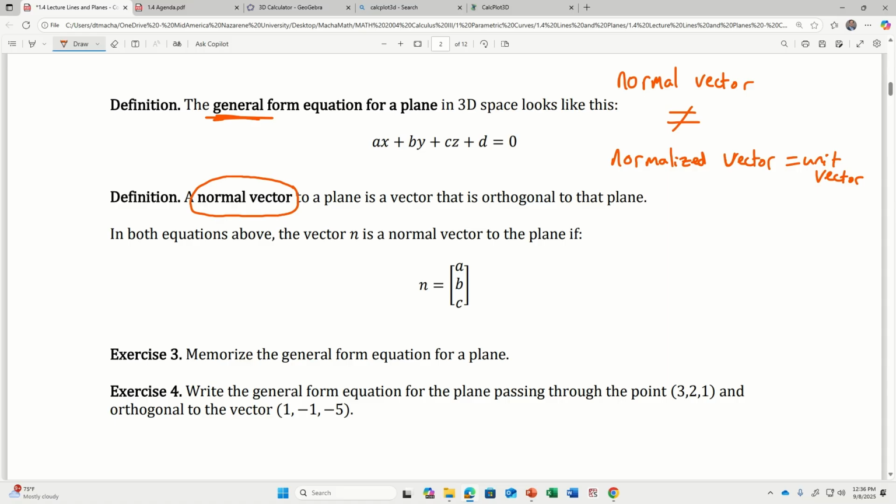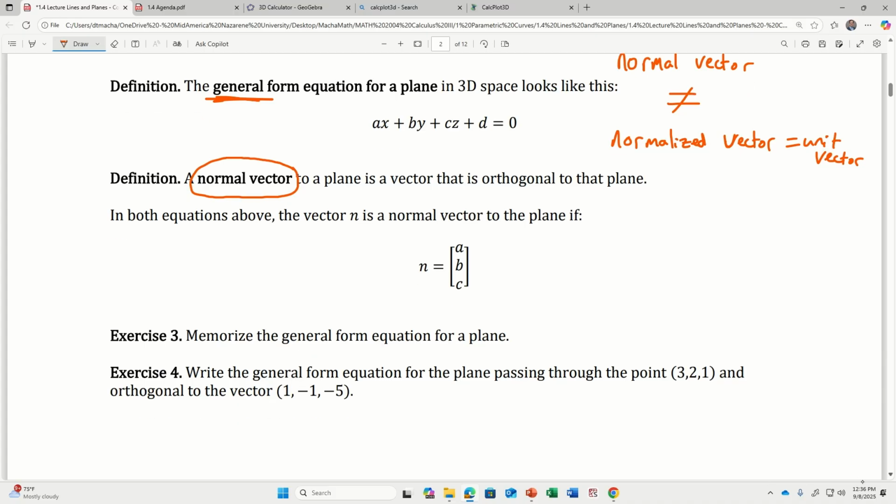So you should know the general form of equation for a plane. And then let's do exercise 4 together. Let's write the general form of equation for the plane that passes through the point 3, 2, 1 and is orthogonal to the vector 1, negative 1, negative 5. Let's try that.